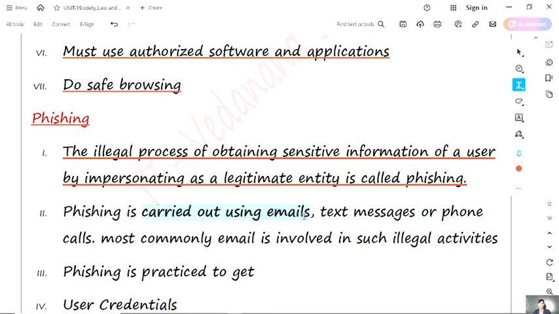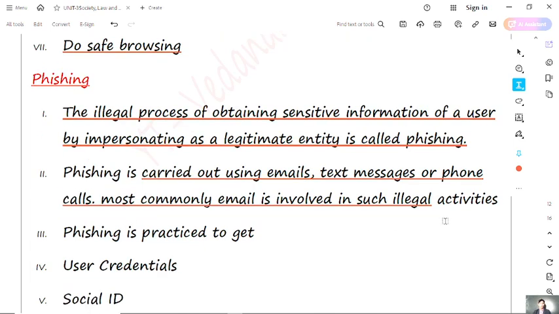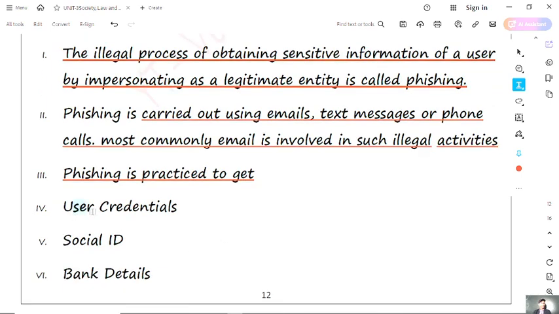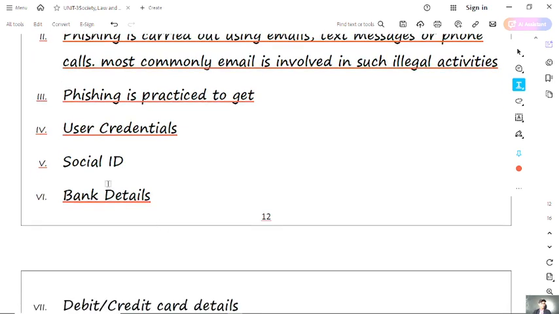Phishing is carried out using email, text message, or phone over the call. It commonly involves illegal activity. Simply, it is done with the common calls and messages you will get over the net, with the help of text messages and emails. Now phishing is practiced to get user credentials, along with social ID and bank details. I've already shown you, all these are common under phishing.